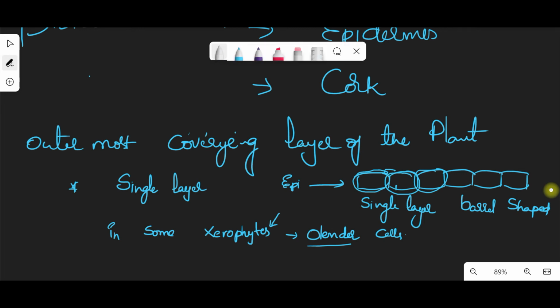Often we may see over this, sometimes over the epidermis, a single layered covering over the epidermis layer, which we call cuticle. So this outermost layer over the epidermis, we call it cuticle. In some of the plants, cuticle is present. And cuticle is made up of a substance called cutin. Cutin is the substance which makes the cuticle. Here, the cuticle is seen mostly in xerophytic plants.